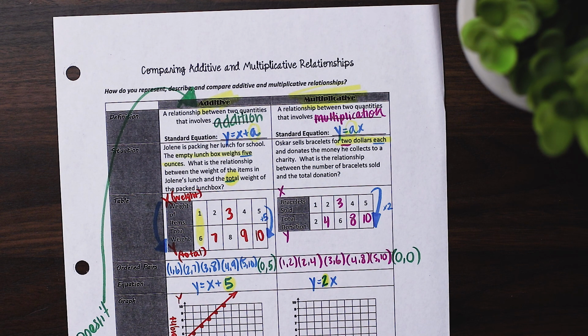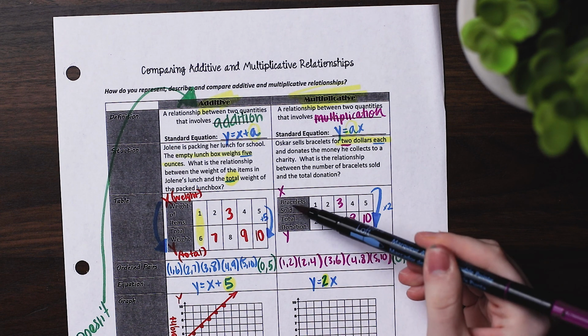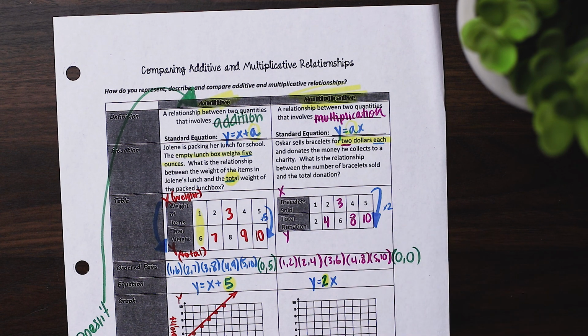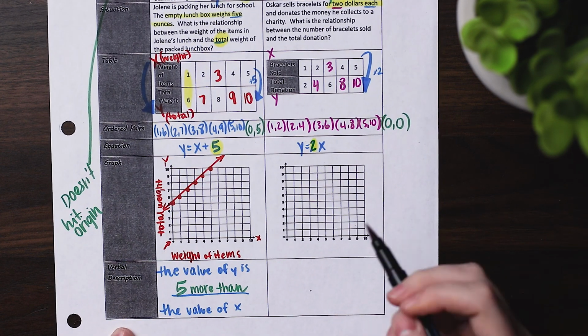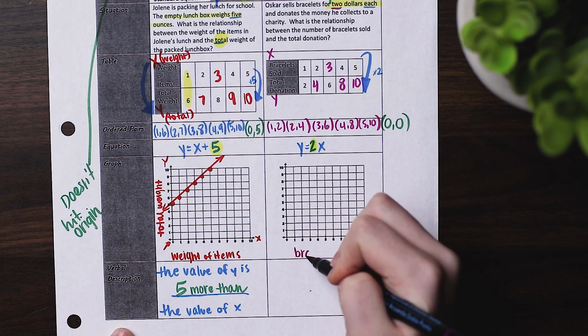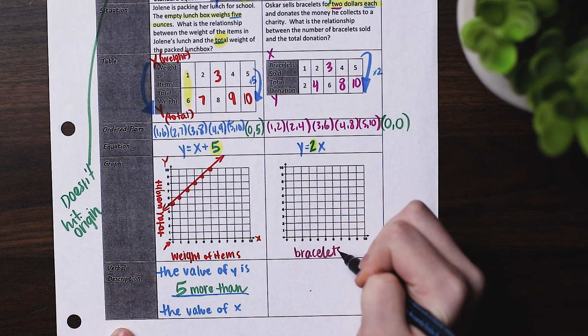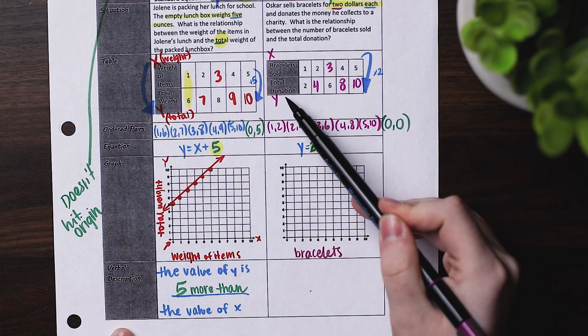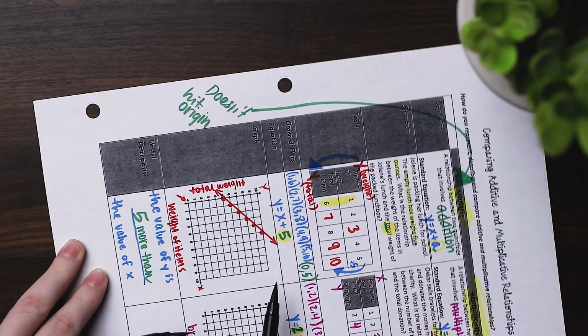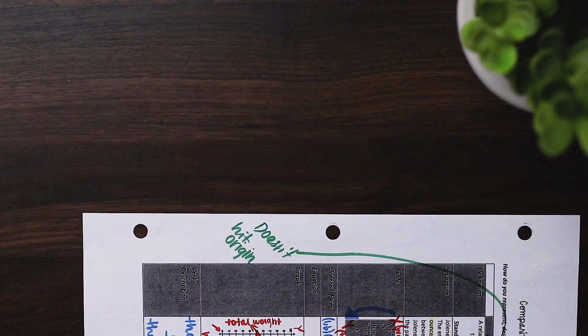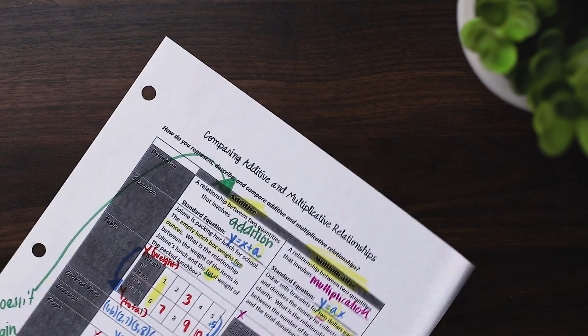Let's do a graph. So we already had established that the bracelet sold is my x. So along my x-axis, I'm going to put bracelets. And I established that my total donation is my y. So I'm going to turn it to the side and I'm going to write total donation. And then I'm going to graph.